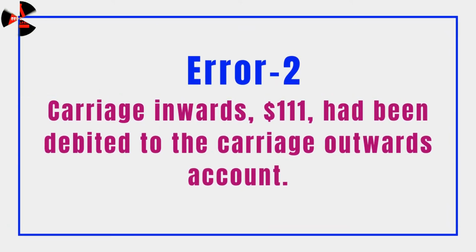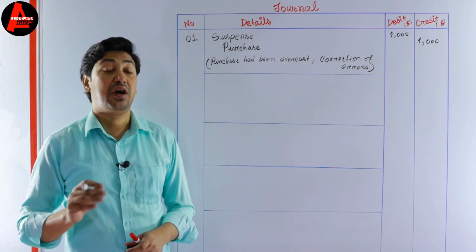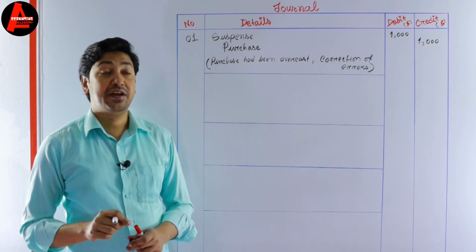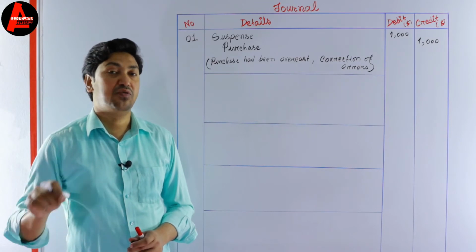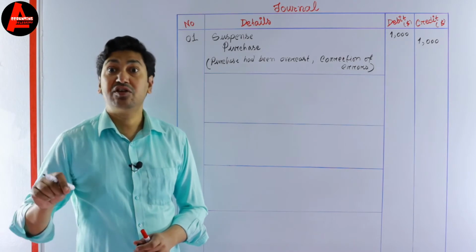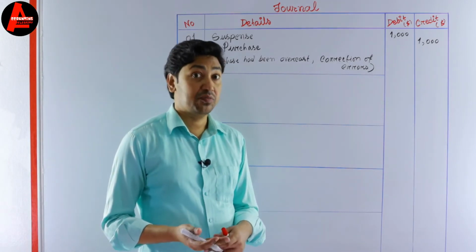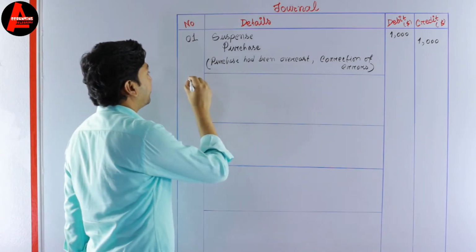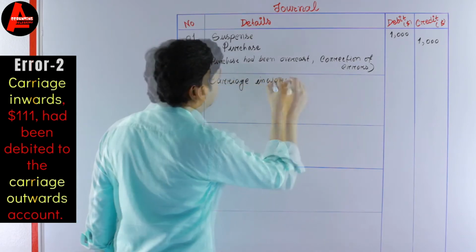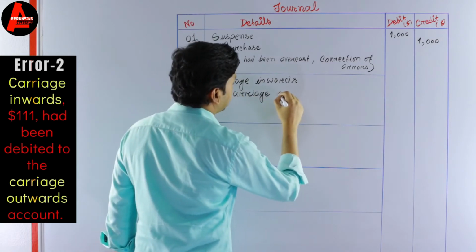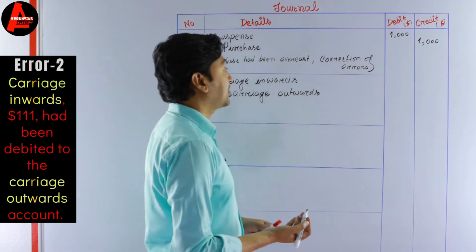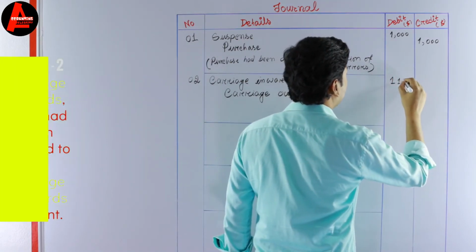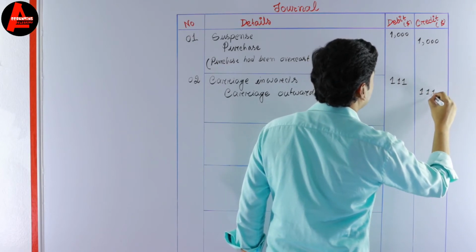What is second one here? Carriage inwards $111 had been debited to the carriage outwards account. Okay, so carriage inward and carriage outward both are debited, both are expenses. Okay, but here instead of writing carriage inward in the debit side, so what is debited? Carriage outward was debited. Now to rectify, carriage outward will be credited, yeah, and the carriage inward will be generally debited, yeah. So let us write here carriage inwards to be debited and carriage outwards to be credited. Okay, so the amount is here in the question $111. So let us write 111 on the debit side and 111 on the credit column.